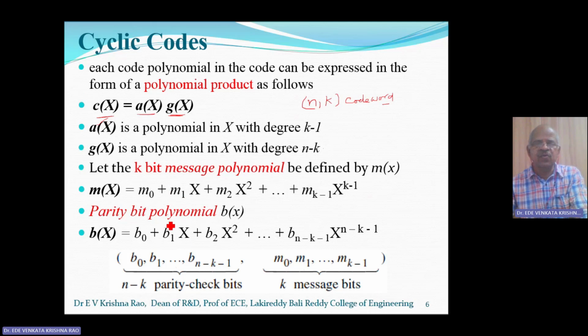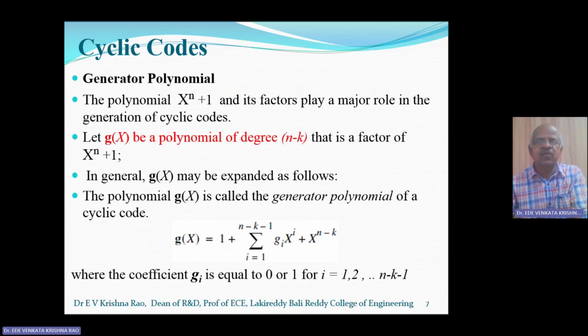To generate this cyclic code, m of x is the message bit polynomial, called the k-bit message polynomial, represented as m0 plus m1 x plus m2 x square, and so on, up to mk minus 1 x power k minus 1. Similarly, the parity bit polynomial b of x is represented as b0 plus b1 x plus b2 x square, and so on, up to b n minus k minus 1 x power n minus k minus 1, of order n minus k minus 1. These parity bits are added to the message block. We can add parity bits on either side; here we have added them on the left side.